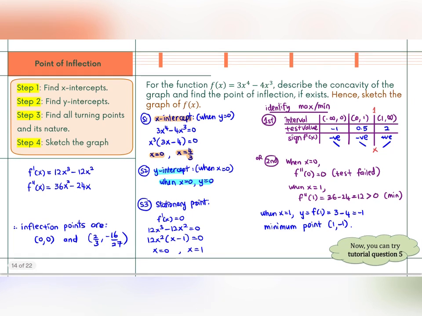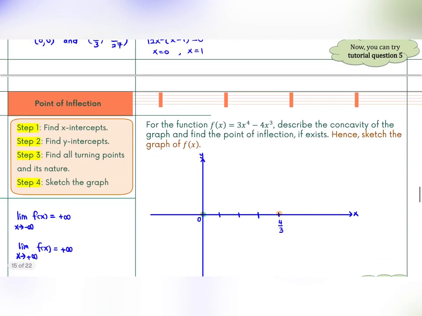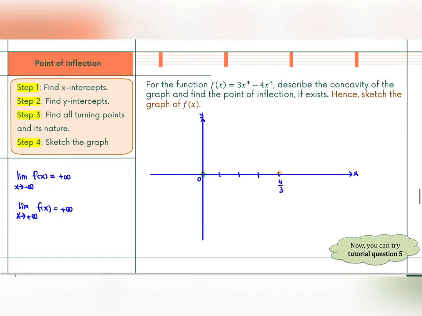Kemudian kita plot our stationary points dan juga inflection point. So stationary point, our minimum point lah dekat 1, negatif 1. So 1 kat sini lah. Okay. So this is my 1. So negative 1 should be here. So this is our minimum point, 1, negative 1.